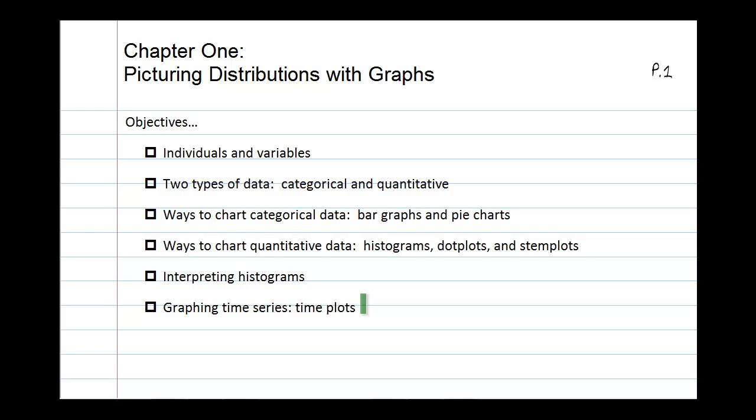We're not going to focus on exactly how to create these graphs in this particular lecture. We're going to look at graphs and learn how to create them by hand, and then we'll have another lecture that describes the technology behind creating those graphs. So let's go ahead and get started looking at individuals and variables.